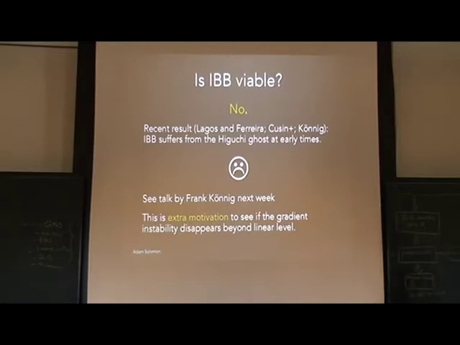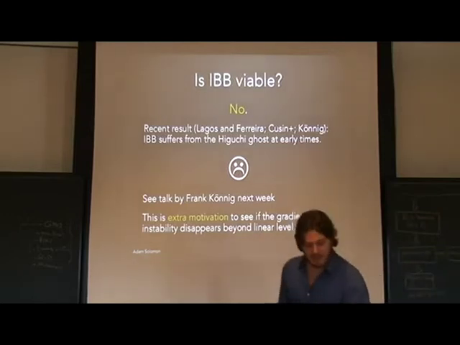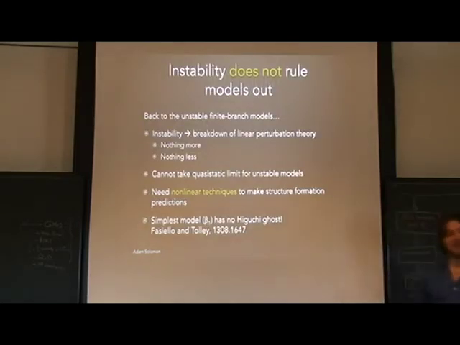So in the end, this is actually extra motivation to see if the gradient instability disappears due to some sort of Vainshtein mechanism in time beyond the linear level. Because at least the simplest model would be the one Matteo and Andrew have shown, where the Higuchi ghost is absent at all times. So as long as we can deal with the gradient instability, then there wouldn't necessarily be an issue. Right, that gradient instability, it's important to emphasize, doesn't rule models out. It only tells you that you can't use linear perturbation theory at these early times. Nothing more and nothing less.